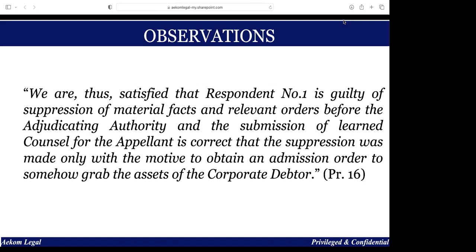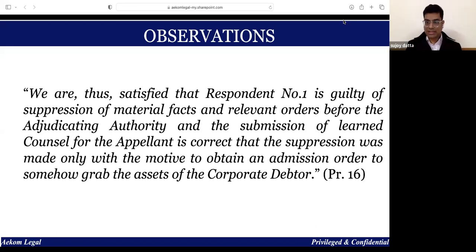So probably, if I can make a statement out of it, it is that if any party to any proceedings suppresses the material facts in order to obtain a favorable order from the adjudicating authority, so that would stand. What about grabbing the assets with the motive to obtain an admission order? I can say that's a violation of the law. A particular provision can be quoted, sir.